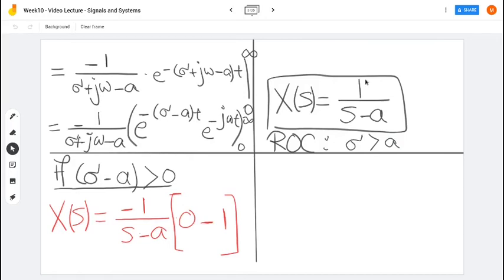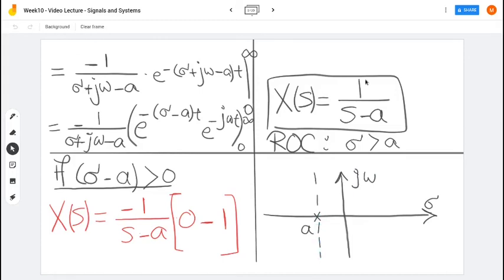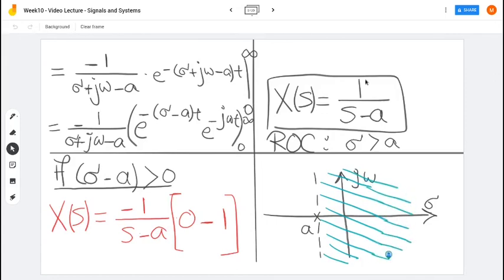Usually the ROC is drawn in the s domain. This is sigma and this is j omega, and if this is the value of a, so now the region of convergence is simply all the values of sigma which is larger than a. So this will be the region of convergence, and this is a very important result and a rule that we need to learn.